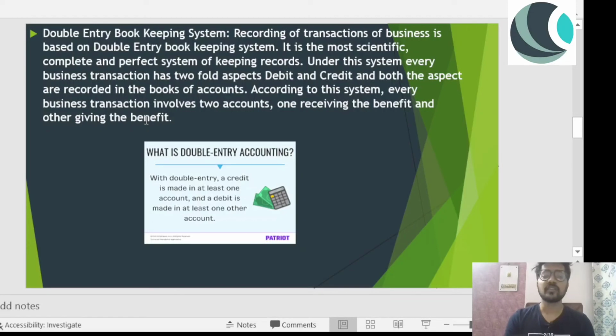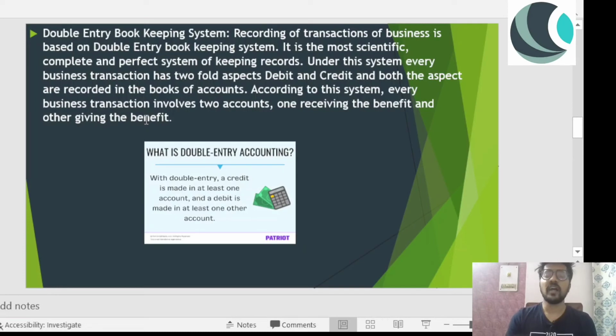So recording of the transactions of business is based on the double entry bookkeeping system. If we are recording the transactions of a business, we have to make sure it is based upon the double entry bookkeeping system. It is the most scientific, complete, and perfect system of keeping records. Under this system, every business transaction has a twofold aspect, right? If a business is going into a transaction, let's suppose they are going to buy a capital asset.